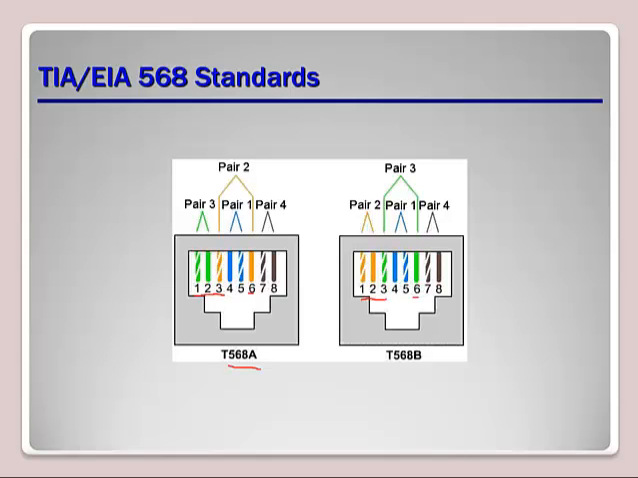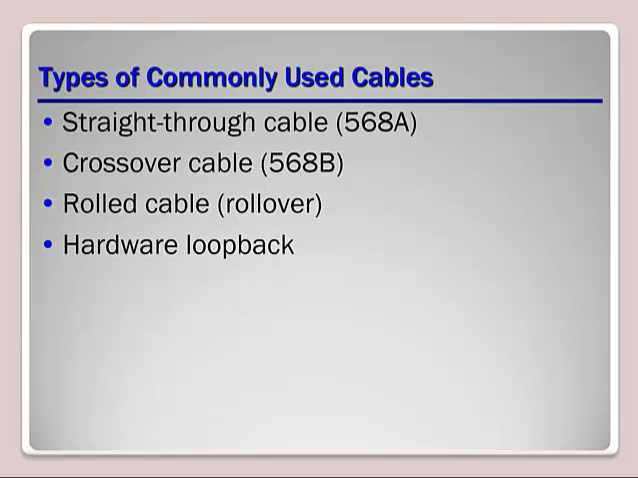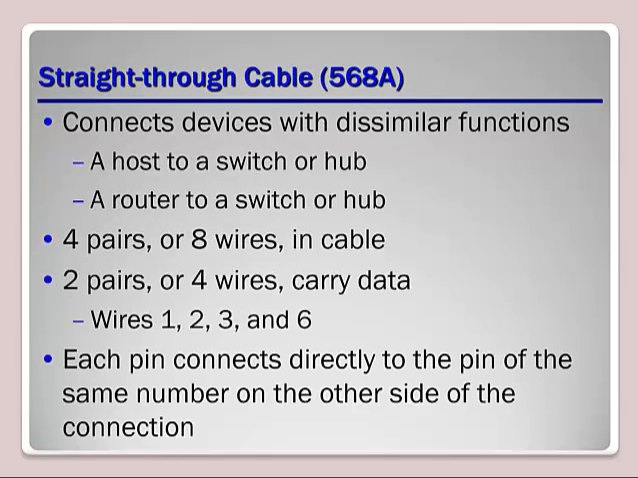All right, so let's move on here. All right, so some types of commonly used cables: straight-through cable, which they're saying is 568A, and then crossover cable is 568B. It's not exactly accurate, but rolled cable is a rollover and a hardware loopback. All right, so let's go ahead and take a look at these cables individually. So the straight-through cable connects devices with dissimilar functions.